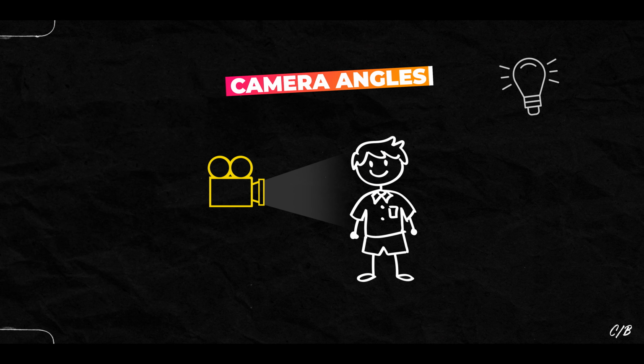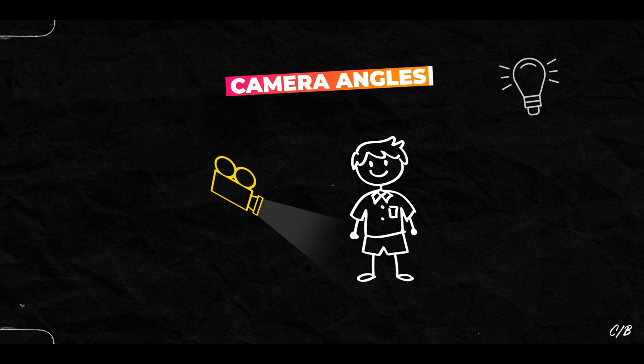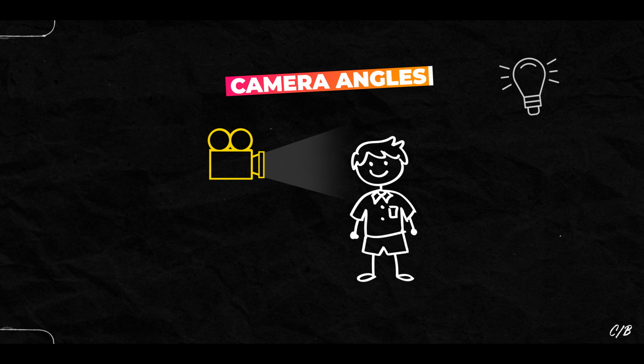So, a camera angle is exactly what it sounds like. Whenever you tilt the camera up, down or to the side and combine that with different heights, you get a camera angle. So let's start off with the first one, and even though this is not technically a camera angle, it deserves to be on the list, and this is eye level.